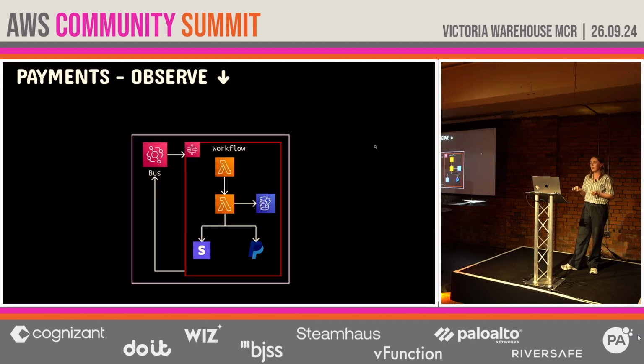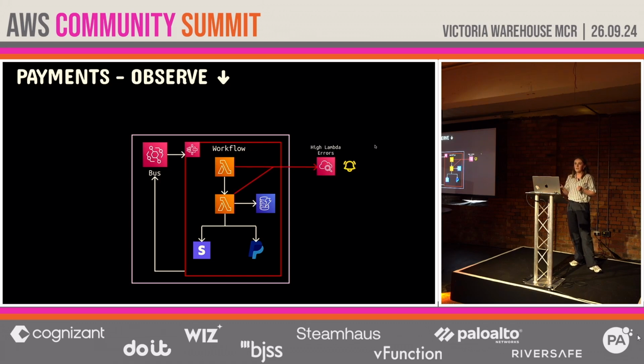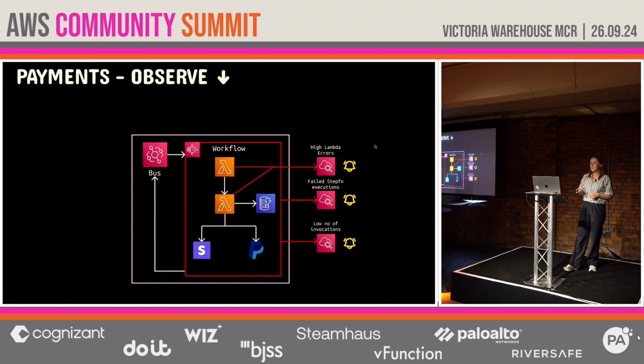So let's have a look at how we might observe this system. Firstly, I would make use of a lot of CloudWatch alarms. I would put those on the lambdas, maybe high lambda errors or throttling, things that indicate that the system isn't working as expected. For failed step function executions, if there's a high number of those or a certain percentage, then we should be alerting. And we might alarm on a low number of invocations for the step function. So if we've gone a minute without any executions, then alarm bells should be going off.